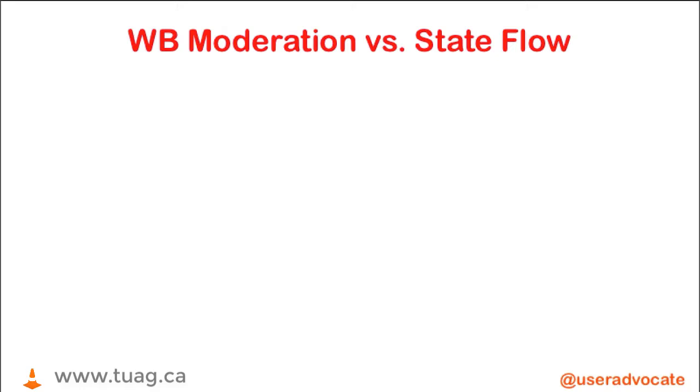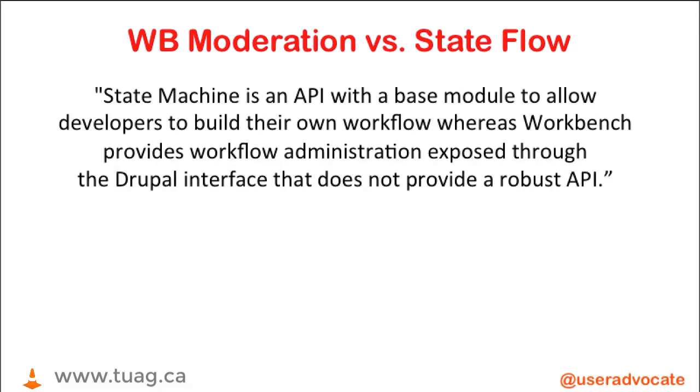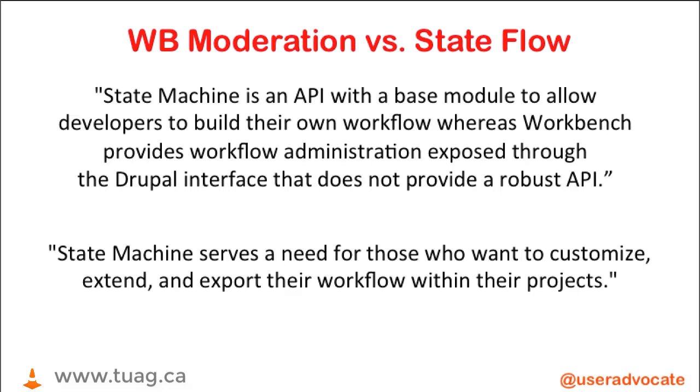And anyway, this is the rationale that is on Drupal.org, I suppose, or somewhere, that says this is why State Machine exists. It's an API with a base module to allow developers to build their own workflow, whereas Workbench provides workflow administration exposed through the Drupal interface that does not provide a robust API. As a developer, I said, State Machine, please, as long as it works, as long as I can publish. And this one I like too. State Machine serves a need for those who want to customize, yes, extend, yes, and export, yes, their workflow within their projects. So we all try to get things exported because things have to get onto the live server. So anything that can help me with that, I appreciate.